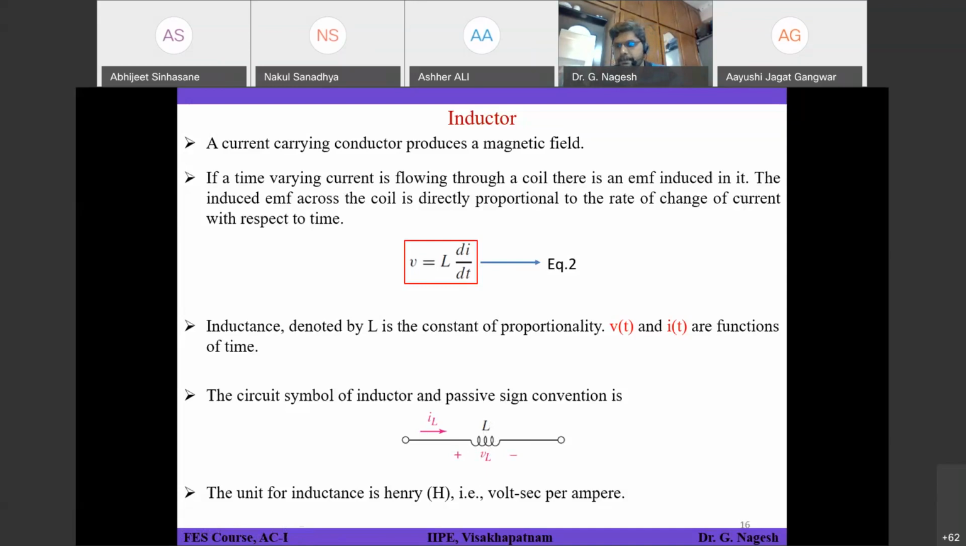Sir, is this condition only during charging, or can we apply this during discharging too? See, for an inductor, as far as an AC circuit is concerned, this is the one condition which we are considering at charging. That means current is flowing into the positive terminal and the inductor is drawing some amount of energy. That is the condition when it is charged.